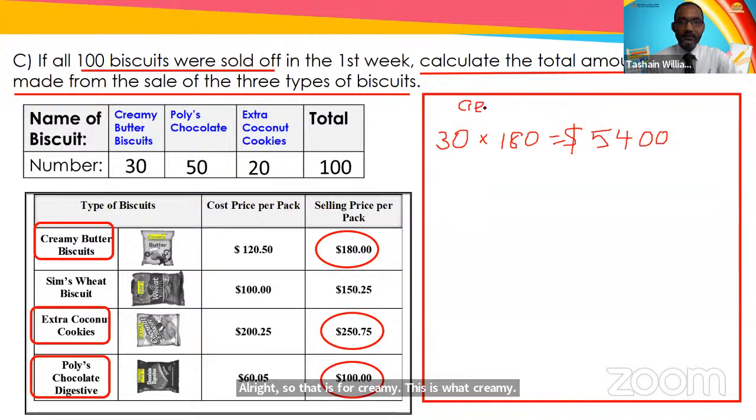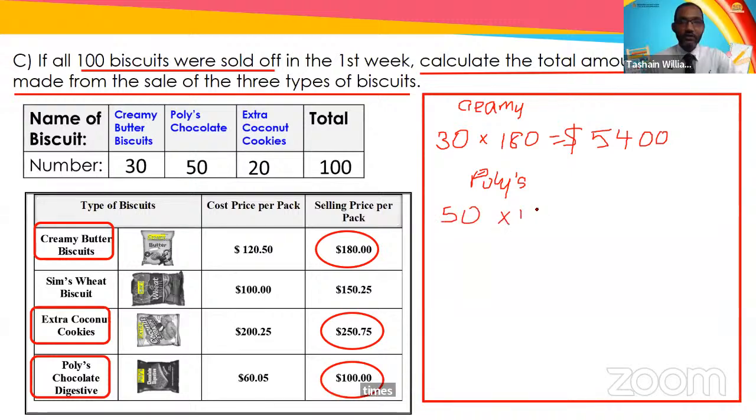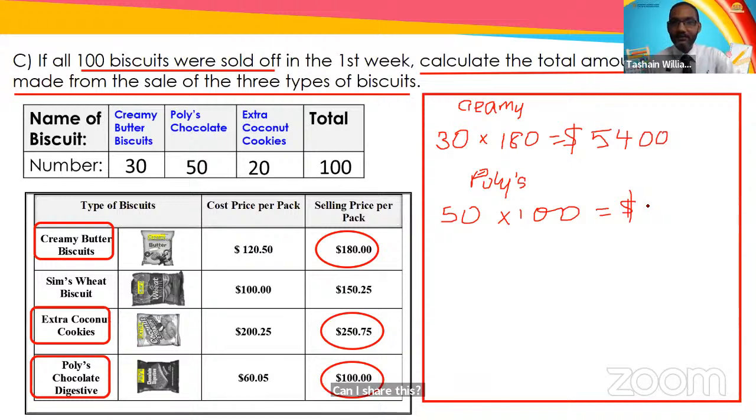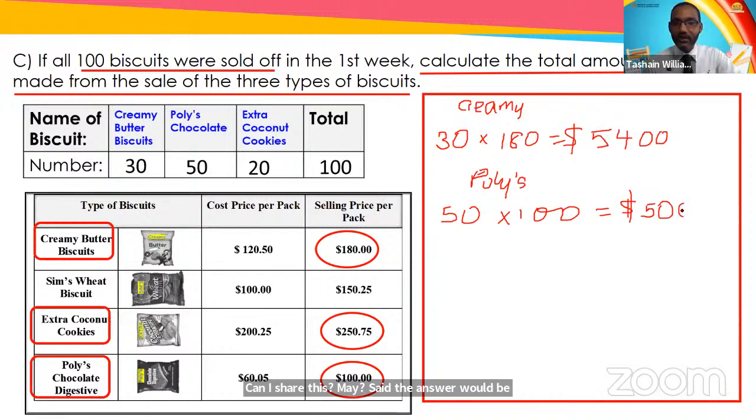So if this is for Creamy, how do we find out for Polly's? How do we find out how much money we made from Polly's? I know they're typing in the chat. All right, so I'm seeing 50 times 100. And how much is that? How much is 50 times 100, boys and girls? Go ahead, Paige. Sir, the answer would be 5,000, sir. Excellent.